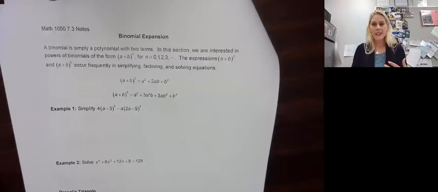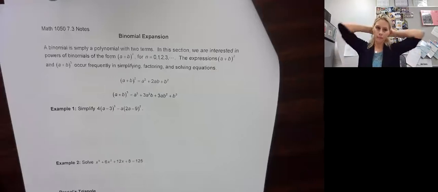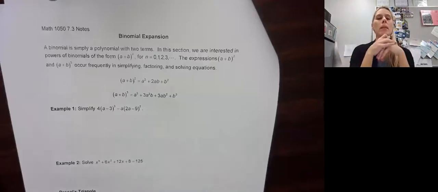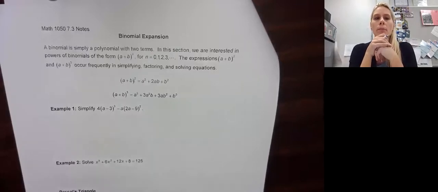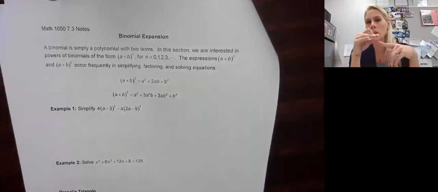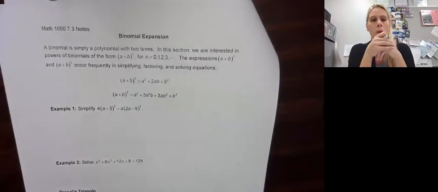All right, this is our last lesson of 1050. So binomial expansion. A binomial is simply a polynomial with two terms. In this section, we are interested in powers of binomials of the form (a + b)^n. Okay, and n are your whole numbers, so 0, 1, 2, 3, 4, keep going.